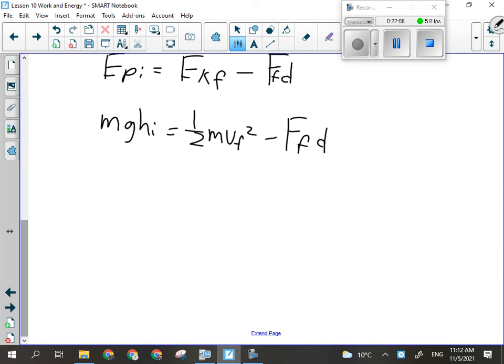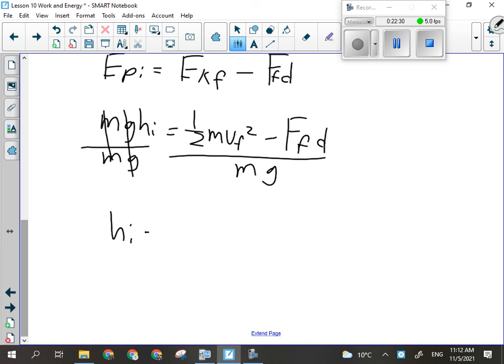I'm trying to find just h initial, so I want to divide both sides by m times g. Now I'm finding the initial height. This is more like what you'd get on a unit exam. It wouldn't give you one as involved as the conveyor question we just did a minute ago. This would be more like what we would do.